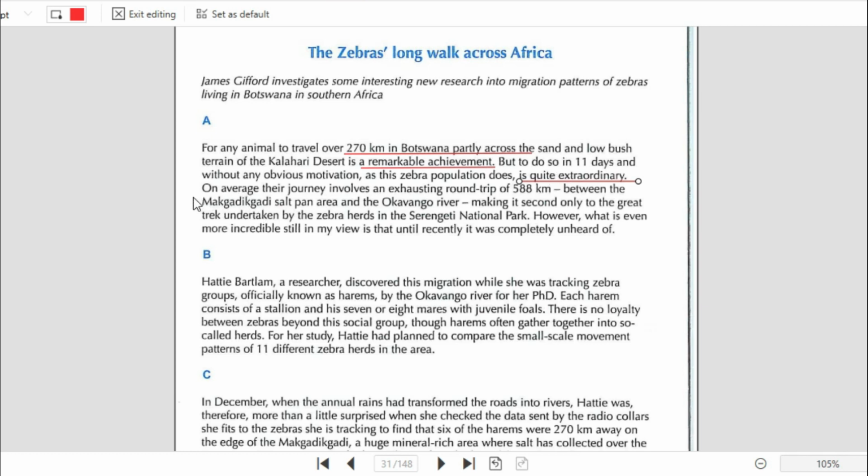On average, the journey involves an extraordinary trip of 588 kilometers between the area and the river, making it second only to the great trek undertaken by the zebra herds in the Serengeti National Park. However, what is even more incredible still, in my view, is that until recently it was completely unheard of. So we read this passage and we marked some words here.